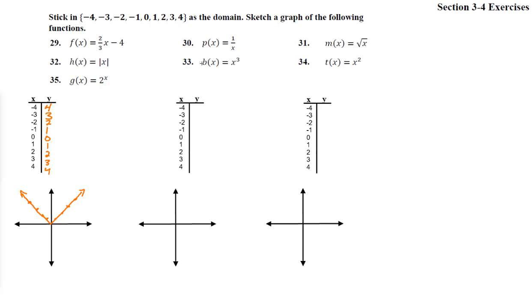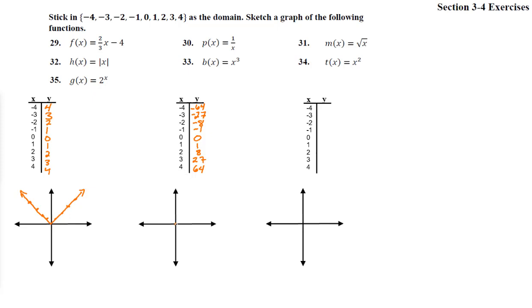33. Okay, b of x equals x cubed. So we're going to take this and cube each one of these x's. So negative 4 times negative 4 times negative 4 gives us negative 64. Negative 3 times negative 3 times negative 3 is a negative 27. Negative 2 cubed is a negative 8. Negative 1 cubed is a negative 1. 0 cubed is 0. 1 cubed is 1. 2 times 2 times 2 is 8. 3 times 3 times 3 is 27. 4 times 4 times 4 is 64.